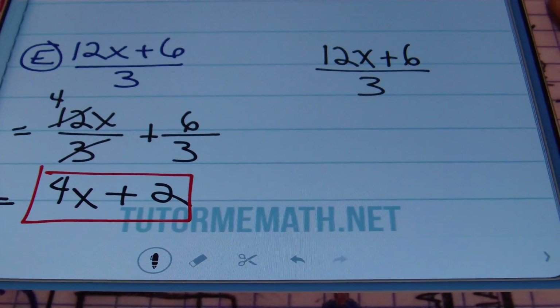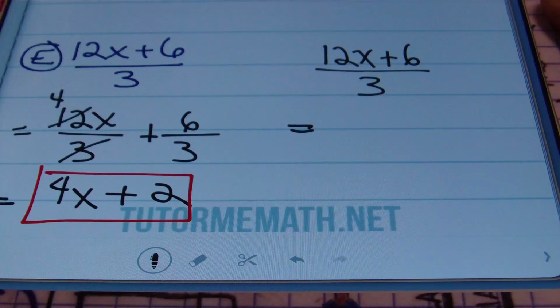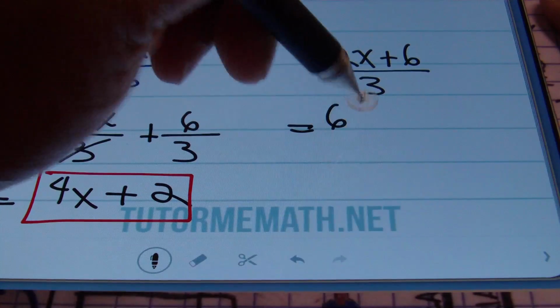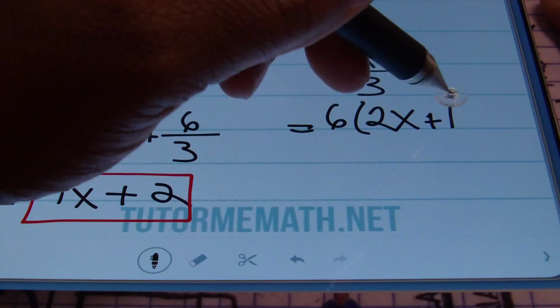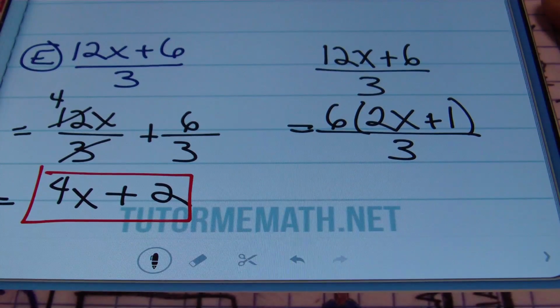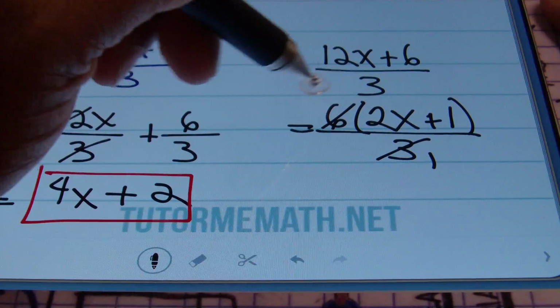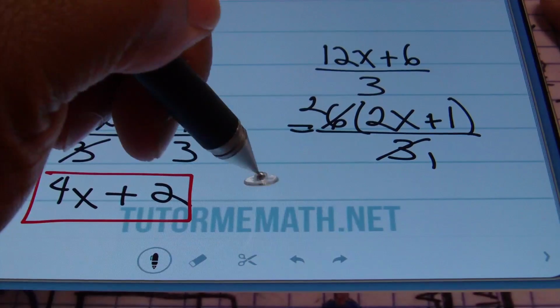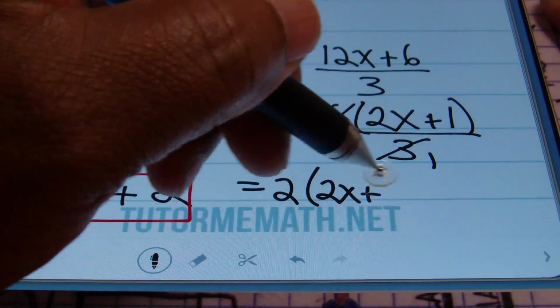Another way to attack that same problem, ladies and gentlemen, is to factor the numerator first. So what we could do is show that 12 and 6 can both be divided by 6. So if I factor out the 6, I'll end up with 2x plus 1. Then that's all over 3. From there, we can simplify this by saying that 3 goes into itself once, that 3 goes into 6 twice. All right, so that means that you'll end up with 2 times 2x plus 1.